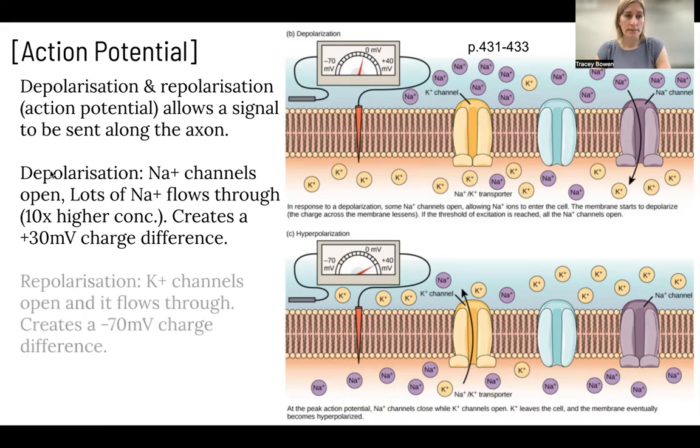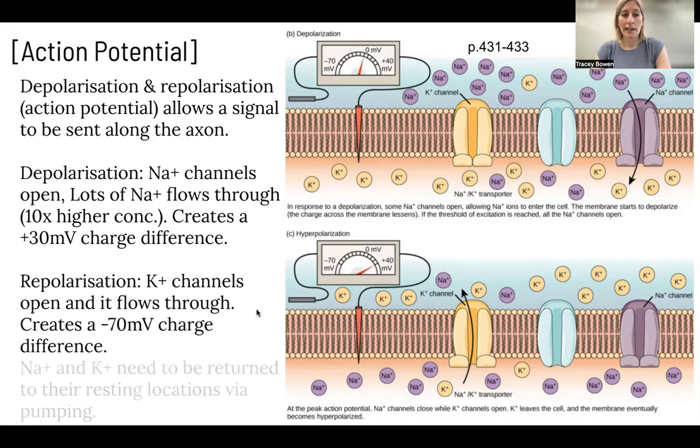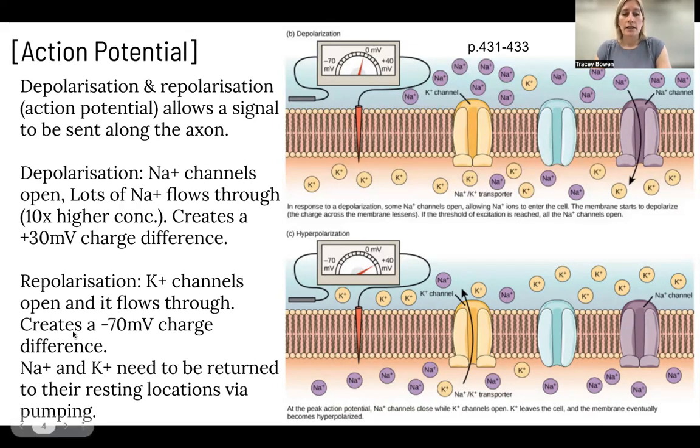And then repolarization: sodium has just flown in, and now the potassium channels open and potassium flies out. As a result, it's going to recreate that negative 70 millivolt charge difference, but the sodium and the potassium ions are now in the wrong place. So sodium and potassium need to be returned to their resting locations via pumping using sodium potassium pumps. And that's going to use ATP to reestablish resting potential.